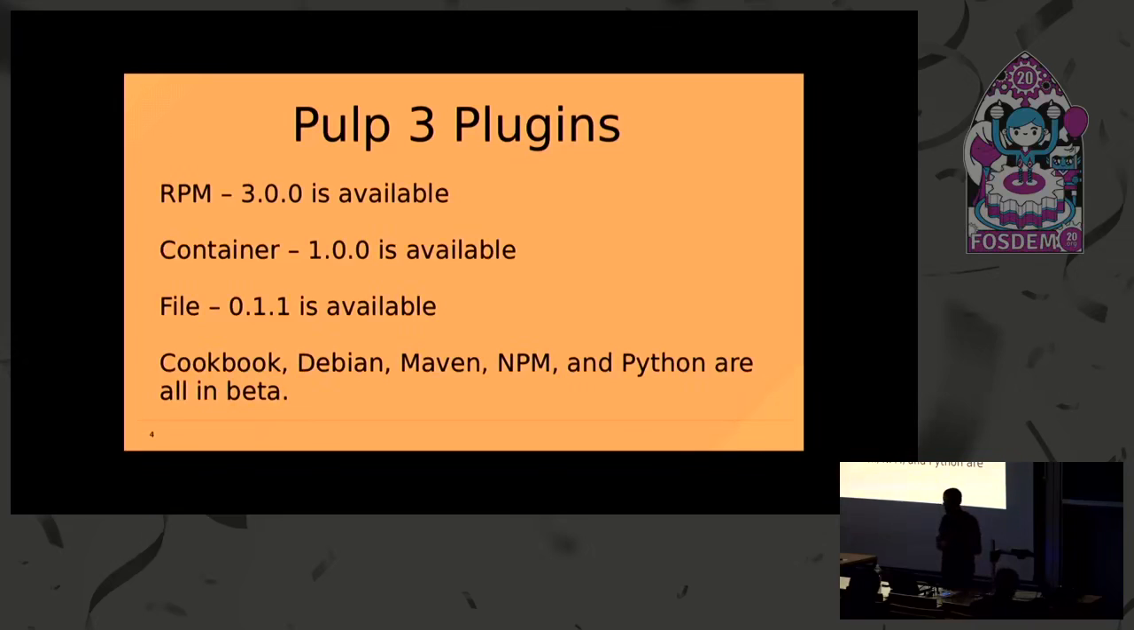The plugin API was a very big focus of Pulp 3. And as a result, we've been able to produce a lot more plugins. And even though they're still in beta, we have a cookbook, a Debian, a Maven, NPM, and a Python plugin out there.